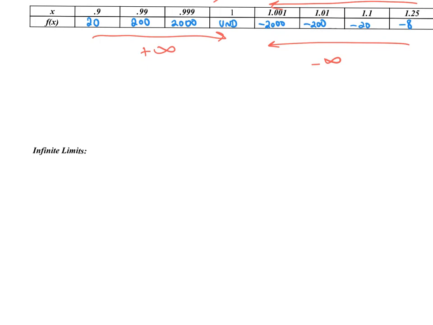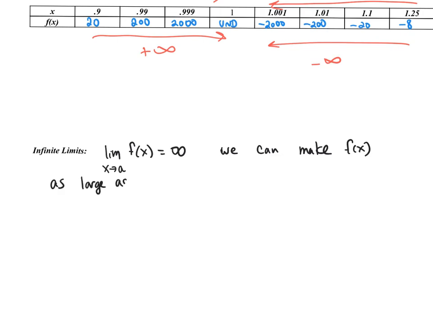Okay? So if we want kind of a formal definition, we can say if we have the limit as x approaches a of f of x, if this equals infinity, this basically means we can make f of x as large as we want, as x gets close to a from both sides.